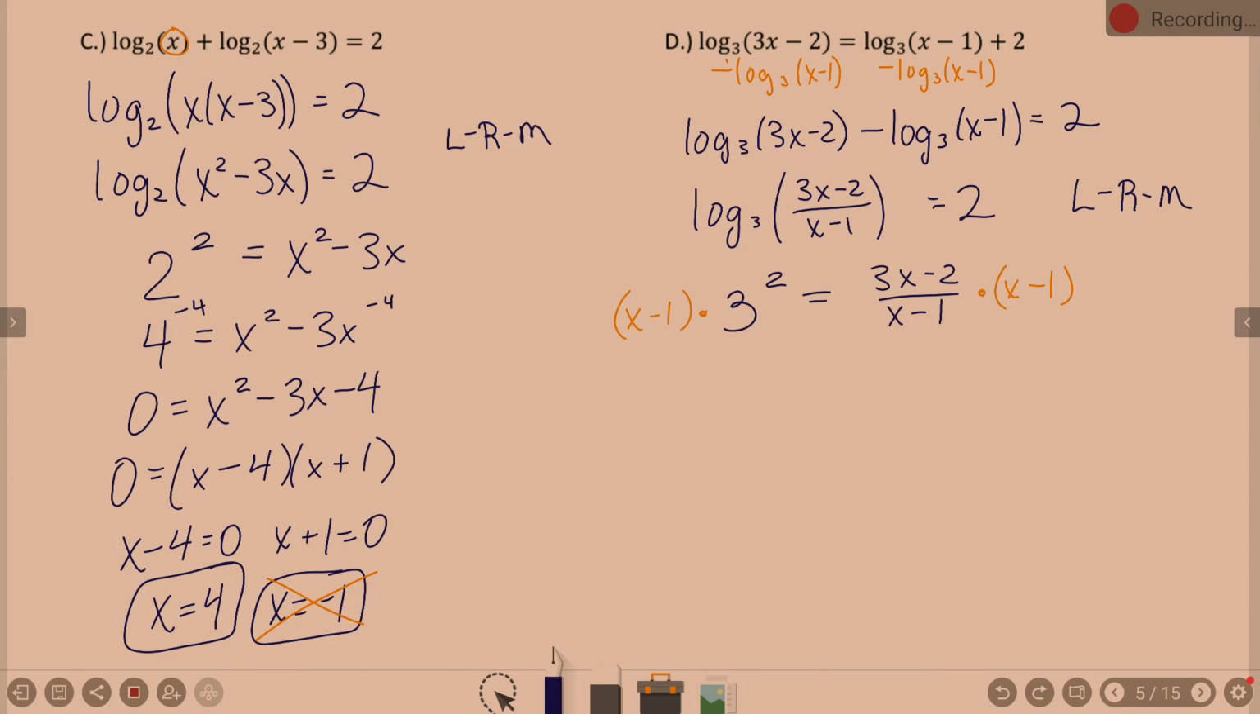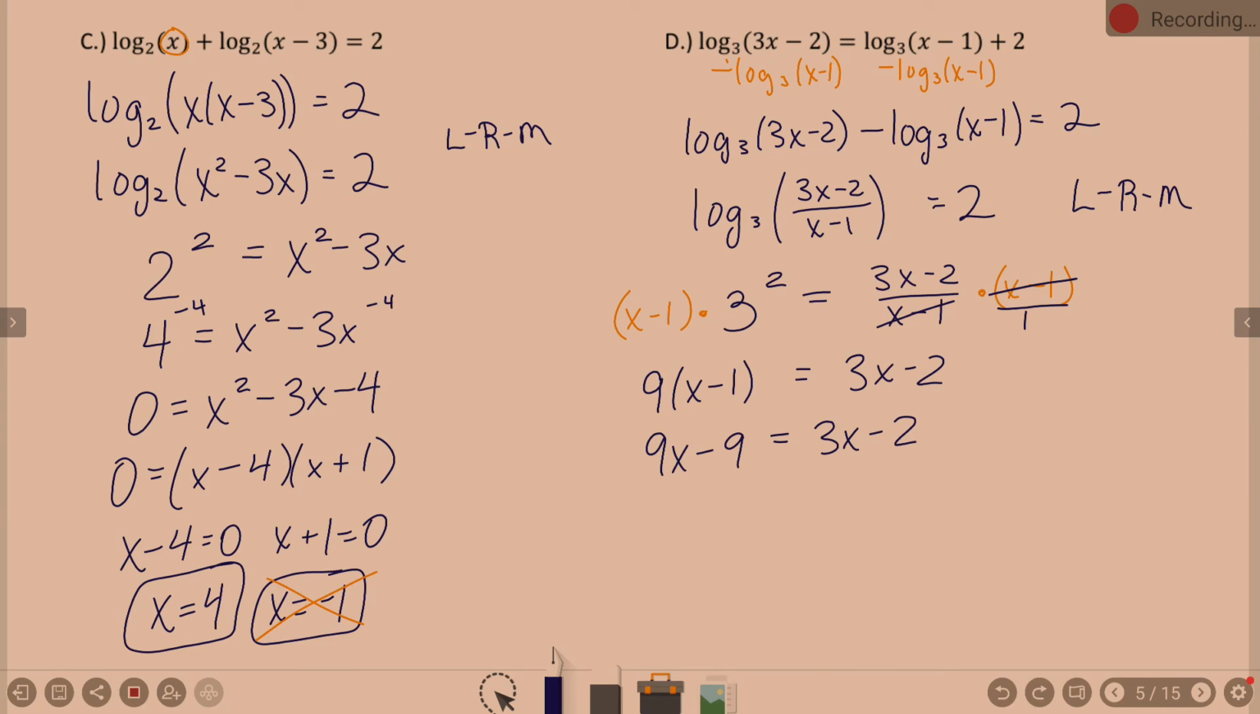Now, I never did the math earlier. What is 3 squared? 9. So this side is now 9 times x minus 1. The other side, 3x minus 2 over x minus 1 times x minus 1. Think of it as x minus 1 over 1, and the x minus 1s cancel, leaving me with 3x minus 2. Can we solve? Yeah. I would distribute the 9, if you didn't already. 9x minus 9 equals 3x minus 2.